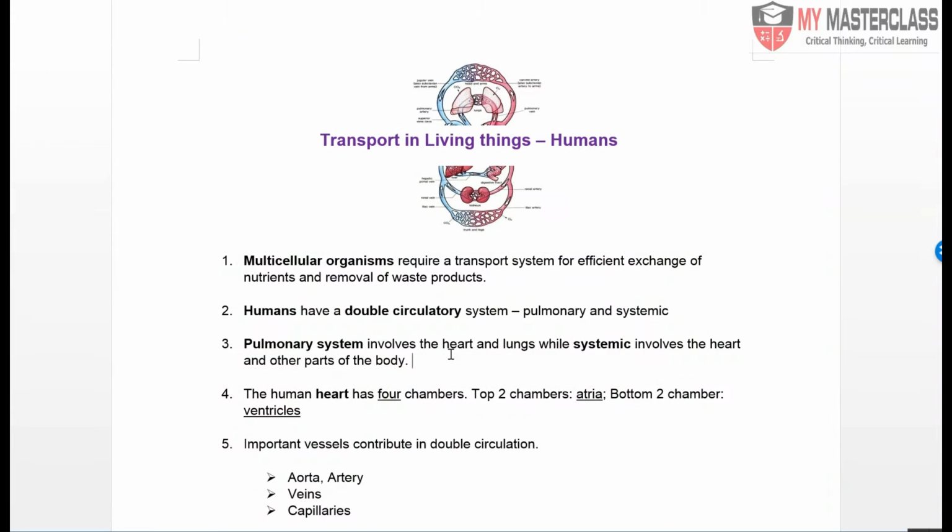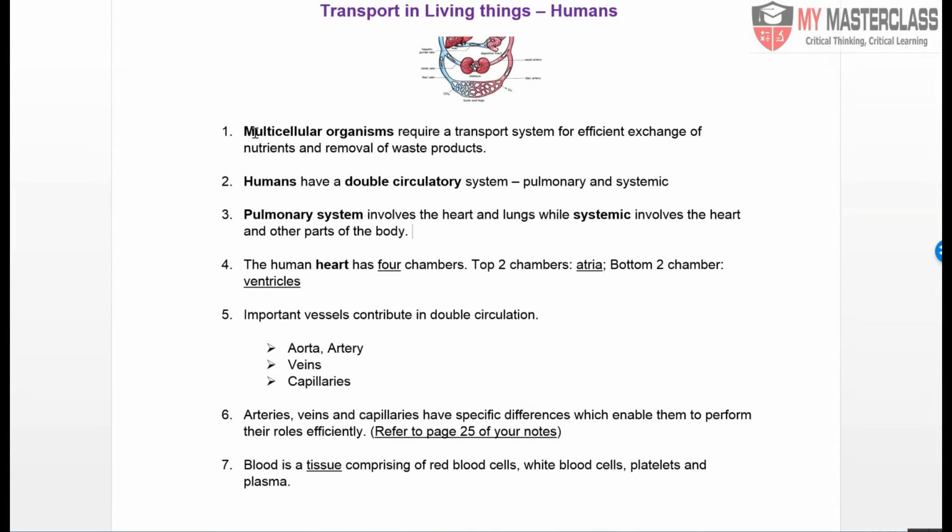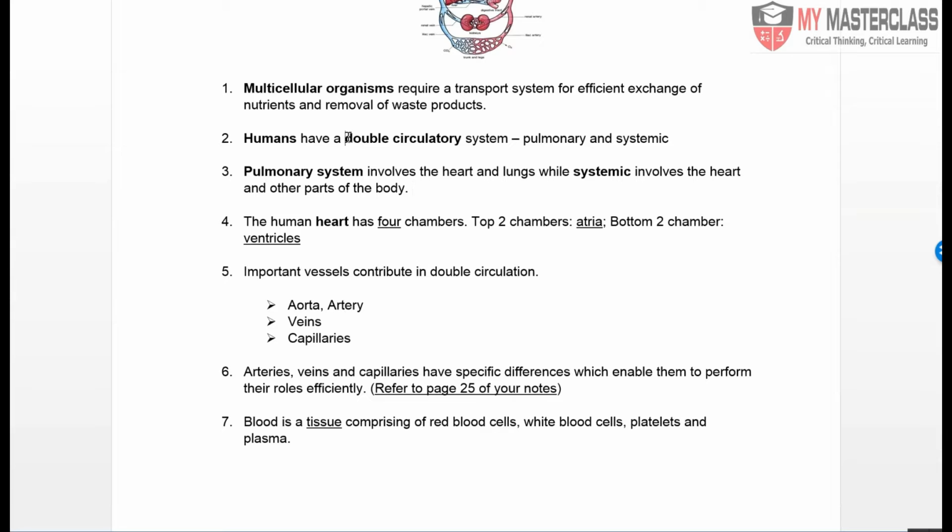Just a brief summary. Okay, so we have got multicellular organisms that we went through. We also went through that humans have a double circulatory system, which consists of the pulmonary system and also the systemic system. Okay, so the heart itself has 4 chambers. The top 2 are called atria, and the bottom 2, they are called ventricles.